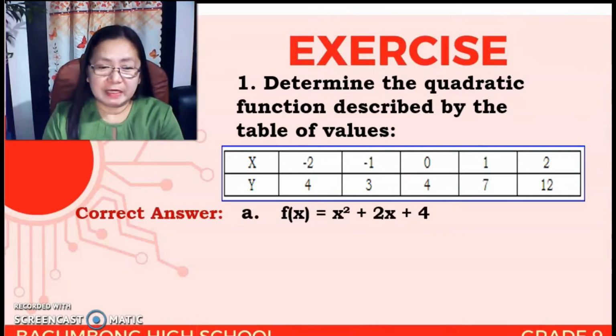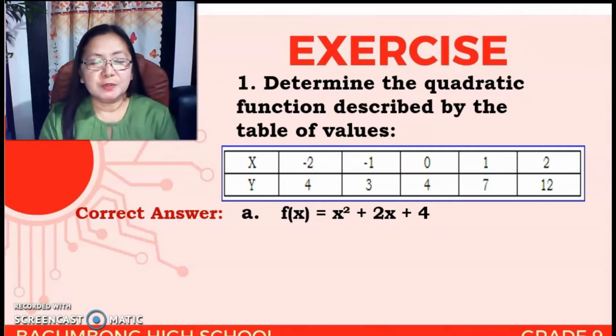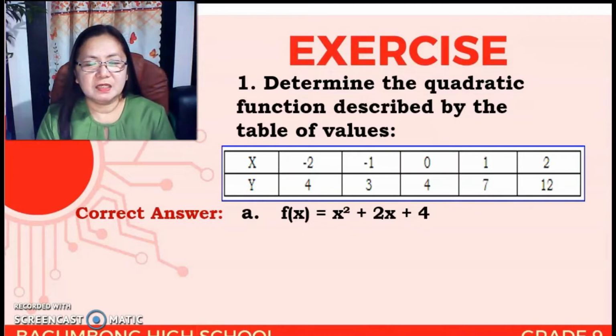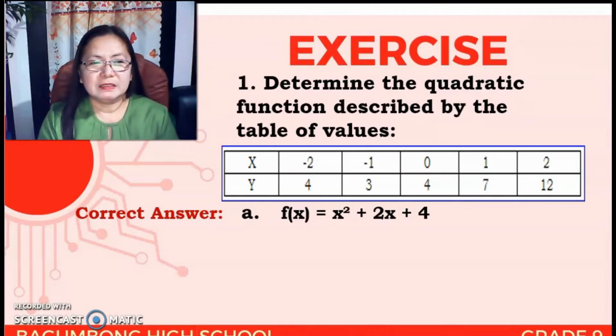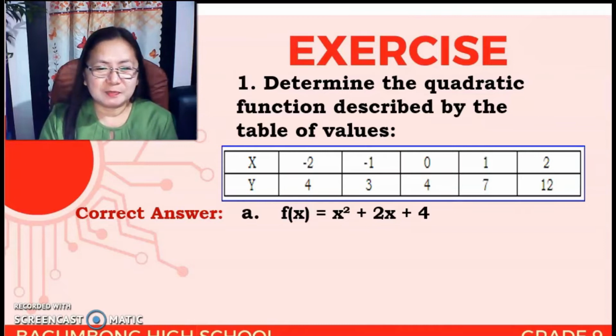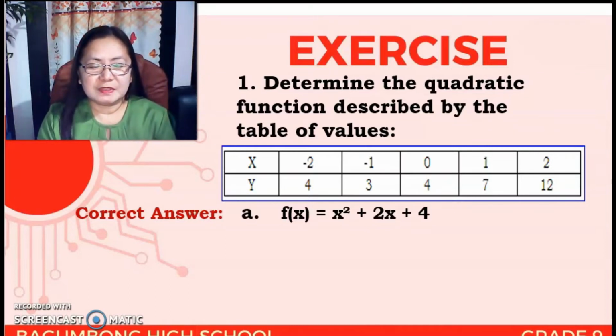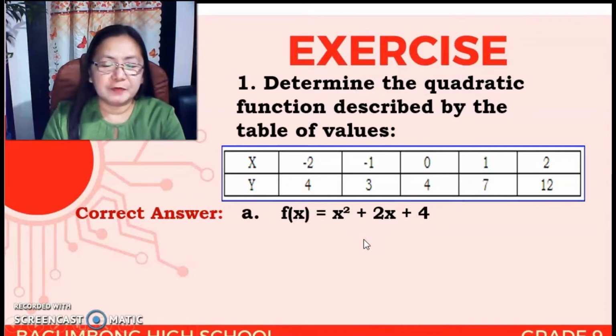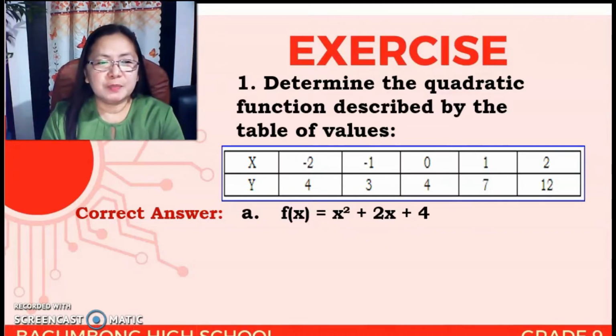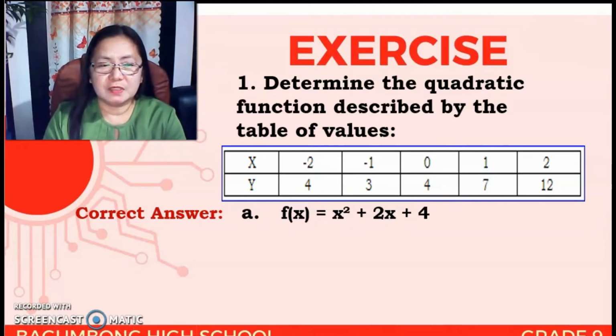So why letter A? Actually, using the steps in determining the quadratic function given the table is a long process. So, since there are choices, there are 4 quadratic functions given, how to determine which of those quadratic functions is the correct answer? So what you will do is to substitute these ordered pairs in the given quadratic functions.